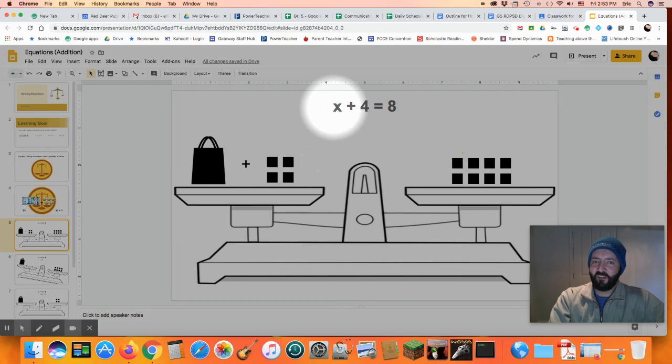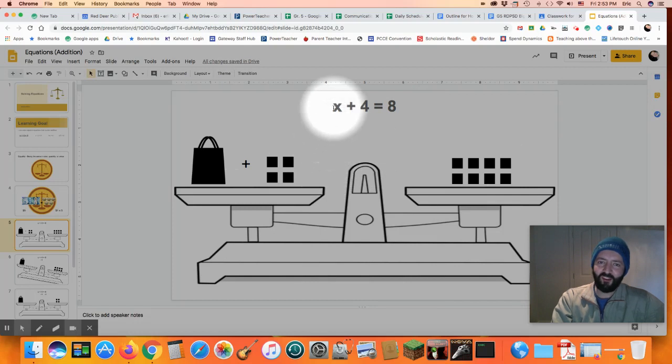This is our equation that we will be looking at today: x plus 4 equals 8. And of course, this equal sign in the middle lets us know that what we have on the left side of the equation is equal to what we have on the right side of the equation. And so for you visual learners out there, I'm going to use a balance to represent what this equation actually means.